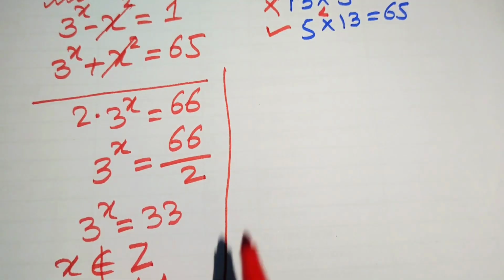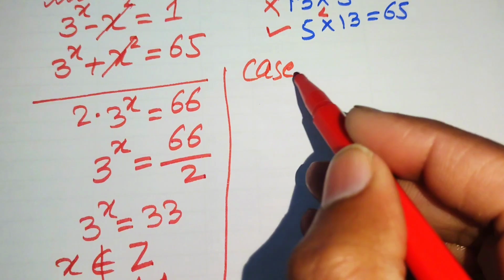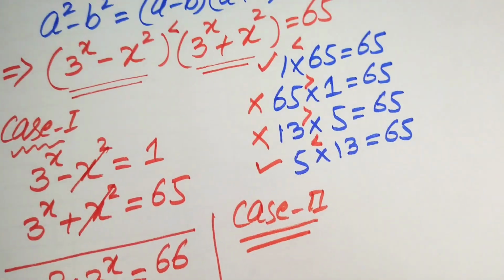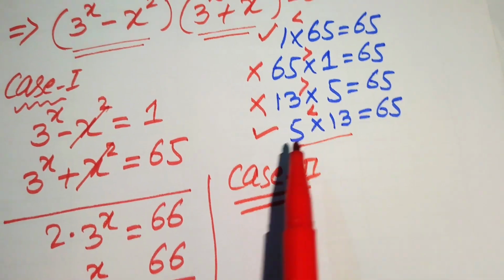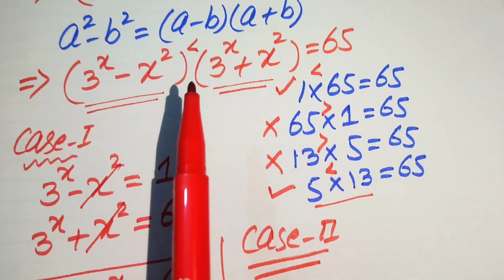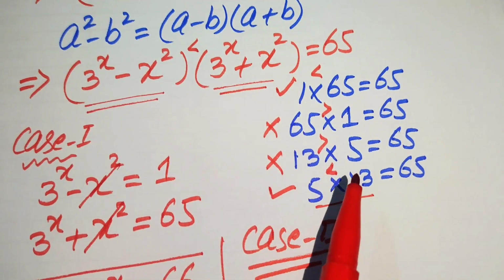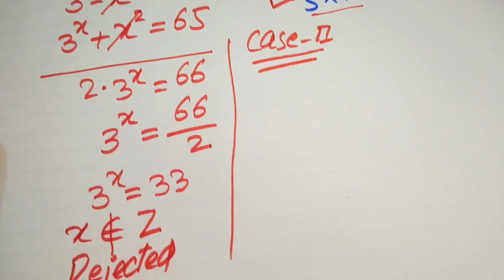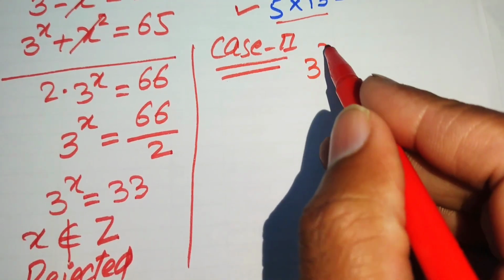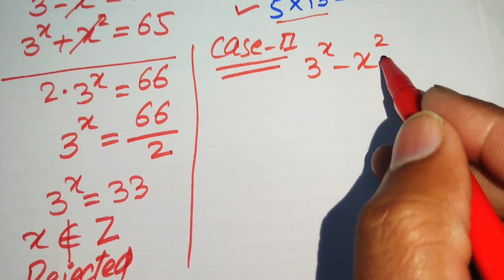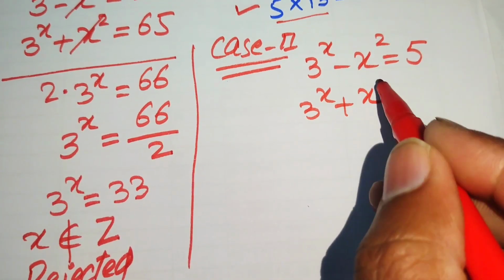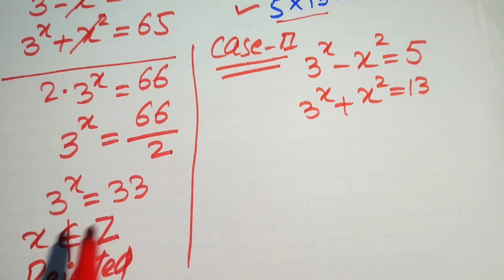So we write our second case here. In the second case, we compare the left-hand side with these two numbers, 5 and 13. So we take 3 to the power of x minus x square equals 5, and 3 to the power of x plus x square equals 13. When you compare these two equations, you get 3 to the power of x minus x square equals 5, and 3 to the power of x plus x square equals 13.